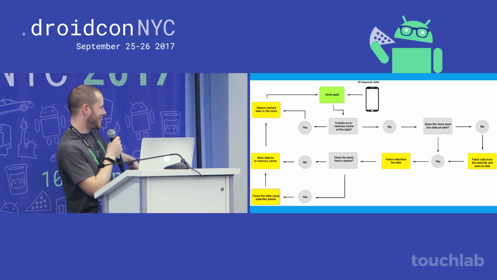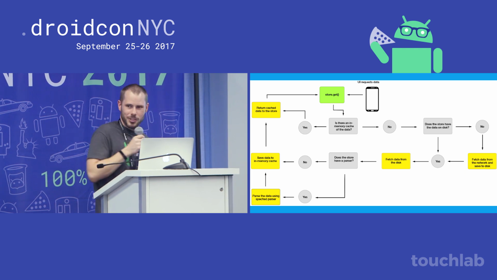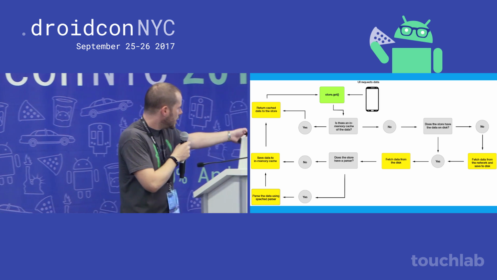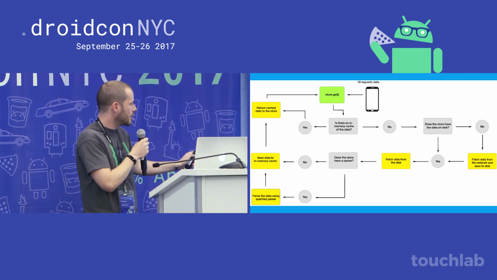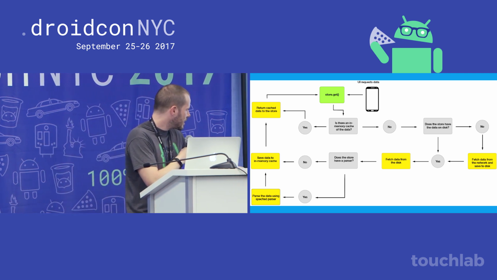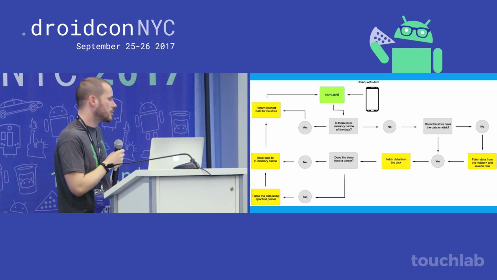This is the last one, I think. So this is what it looks like with the persister in the mix. And you can see it's a nice unidirectional flow. We ask ourselves, is it in memory? No, it's not in memory. Is it on disk? No, it's not on disk. Let's go to the network. Let's persist it to disk. Let's parse it, put it in the memory cache, and then resolve the request.